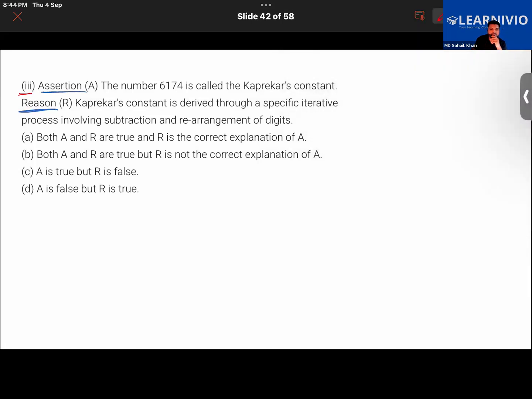Sir, can you tell me the definition of Kaprekar's constant? Kaprekar's constant does not have a particular definition, but basically it's a 4-digit number which you get. You start with any 4-digit number, you make the greatest number out of it and the smallest number out of it. You keep on subtracting. Ultimately, you will reach a number that will be 6,174, and it will keep on repeating.